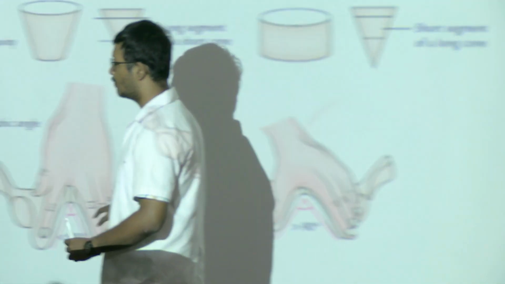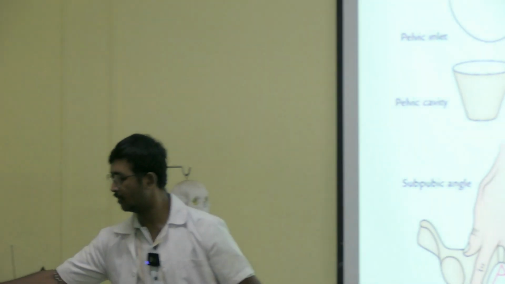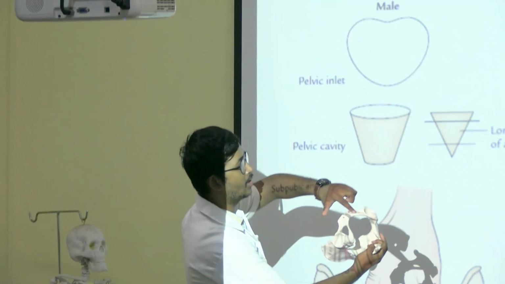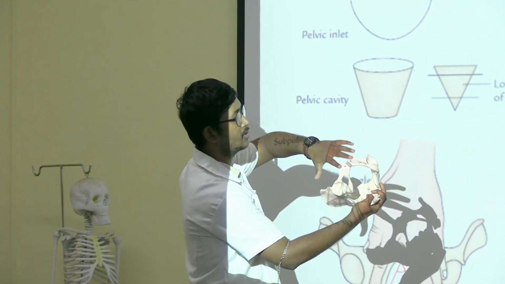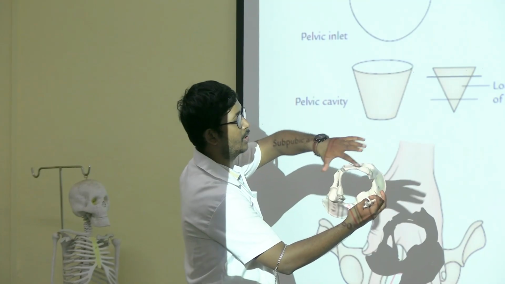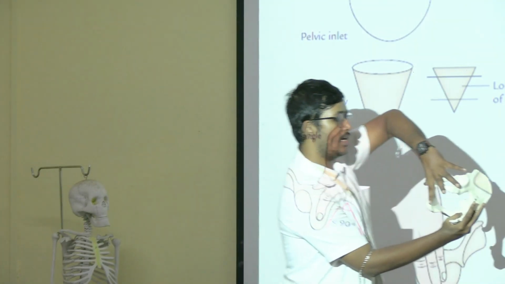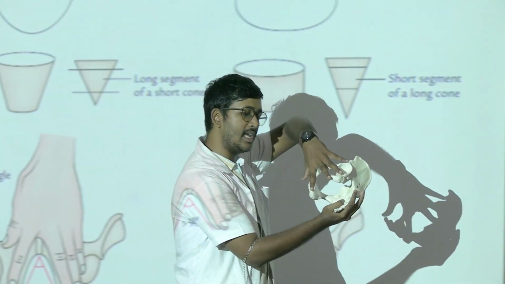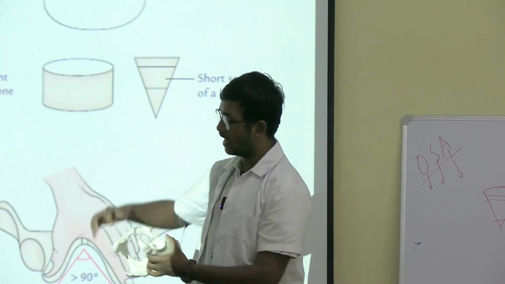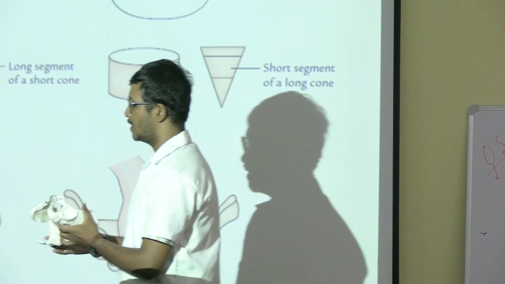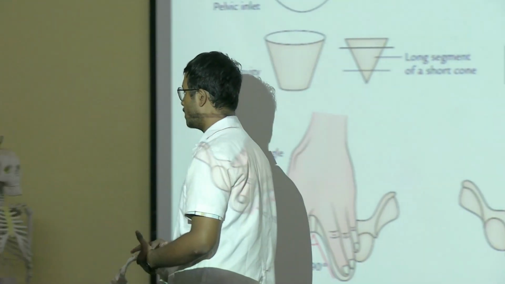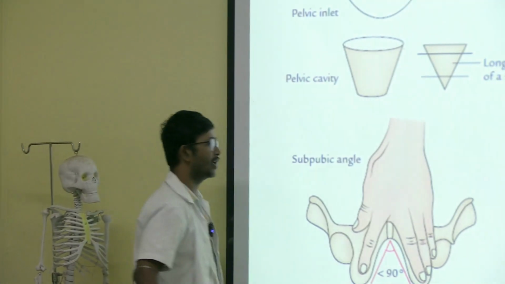And this is your subpubic angle, basically this angle, just on either side of your pubic symphysis as well as your pubic ramus up to this ischial tuberosity. This is your subpubic angle. If the angle is less than 90 degrees, then it is a male pelvis, and if the angle is more than 90 degrees, then it is basically a female pelvis. We usually measure this using your finger.